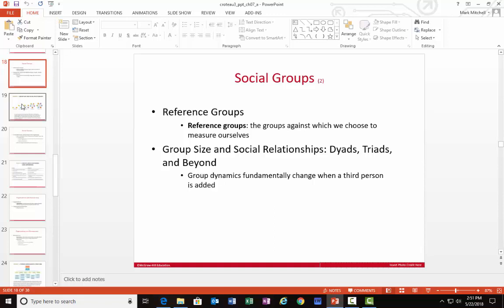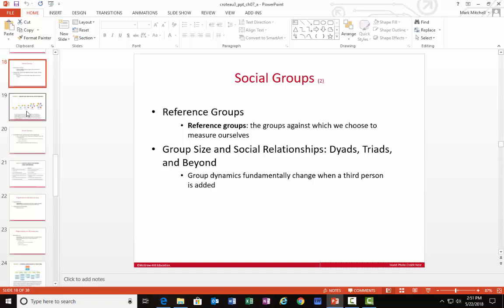So there's lots of researchers out there who have done some things like this with reference groups. Our book doesn't mention it, but Samuel Stouffer is one. He did this with military personnel, and how they felt good or bad about their chances for promotion was based on how they perceived themselves relative to others in their reference group.